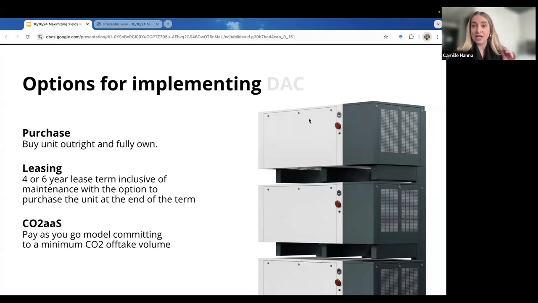We finance the units. You commit to purchasing a certain volume, and you pay a certain price, like a fixed price per kilogram of CO2. So a couple of different options, depending on what fits best within your operation, also depending on where you are in the world and how much CO2 is. One option could be better than the other.